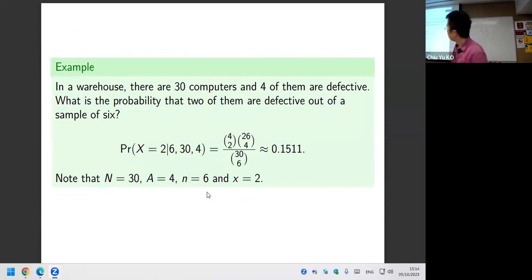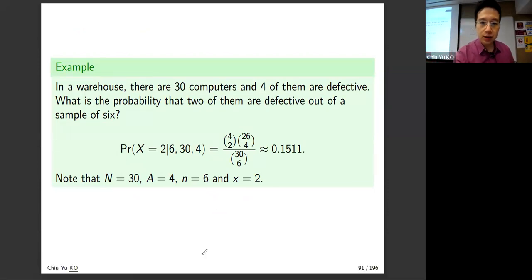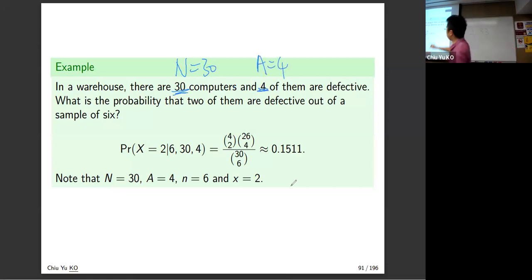I guess I talk about this and we end. Just 1 minute. Okay, so in this warehouse, as an example, I have 30 computers and 4 of them are defective. That basically tells us big N is 30, right? And a is 4, because I only care about defective. A is the thing we care about. And the question is whether 2 out of 6 are defective, where 6 is given from this, and x is 2, right? Out of 6 of them, 2 are defective, and this is the probability.